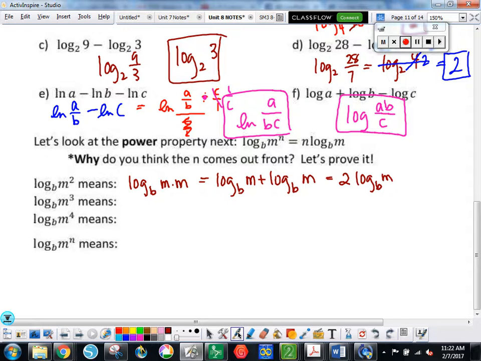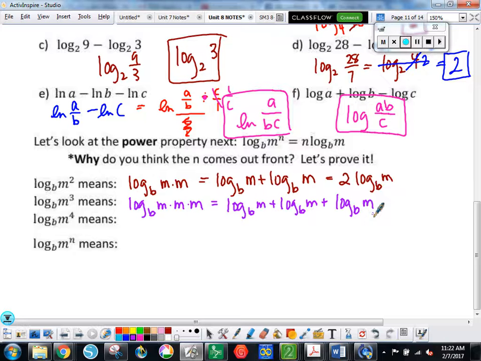It's coming. So let's do the same thing, but what does m cubed mean? Doesn't that mean log base b of m times m times m, right? So if I were to expand that, what would it be? Log base b of m plus log base b of m plus log base b of m. This is how you do a proof, by the way. There's a lot of writing in a proof. So you have to take it from what you know and expand. When you do a proof, you have to do every single little tiny detail.